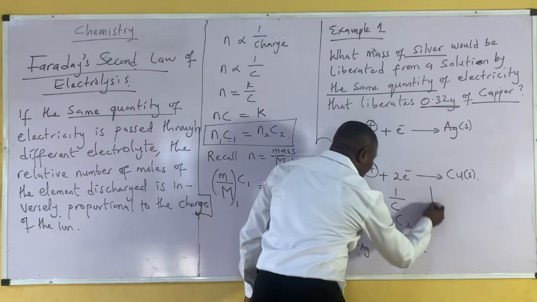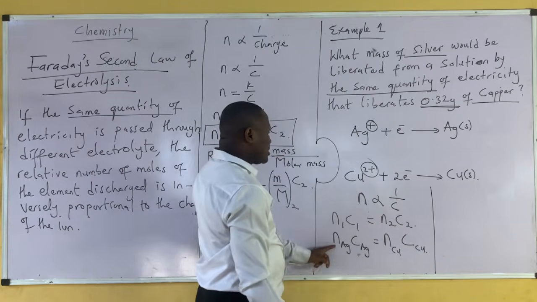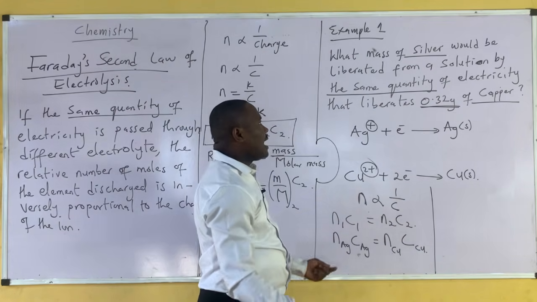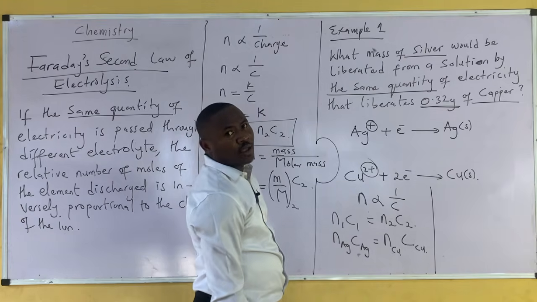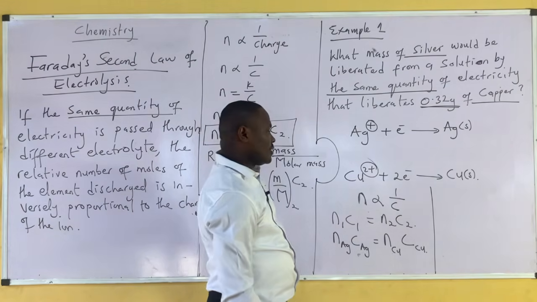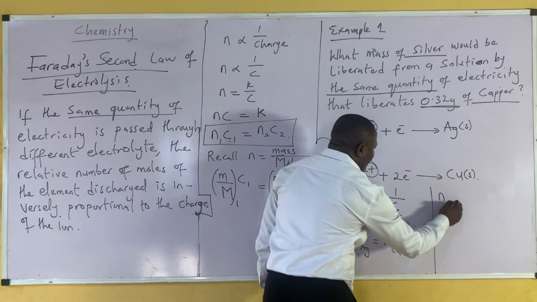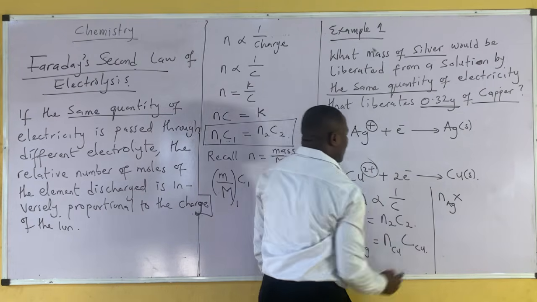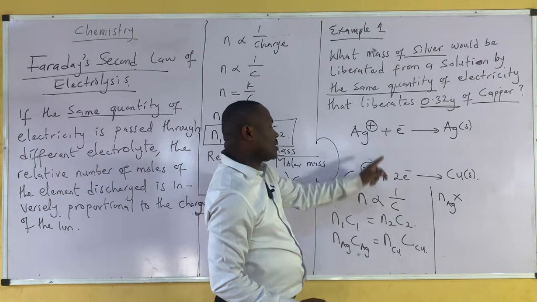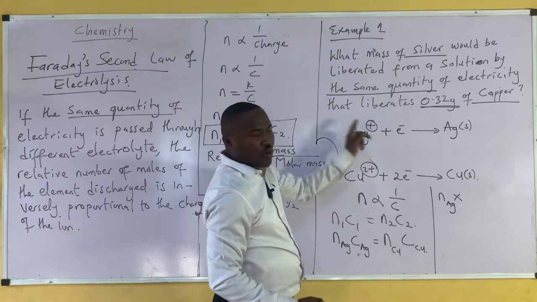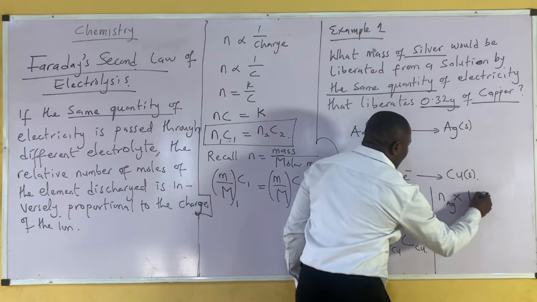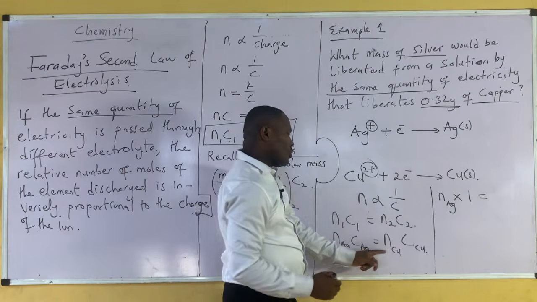Now, what is the way to solve it? What is my mole of silver? I do not know my mole of silver. I'm looking for the mass of silver. So I can say the mole of silver, which is unknown, times, sorry, what is the charge of silver? It is 1, times 1, is equal to what is the mole of copper?